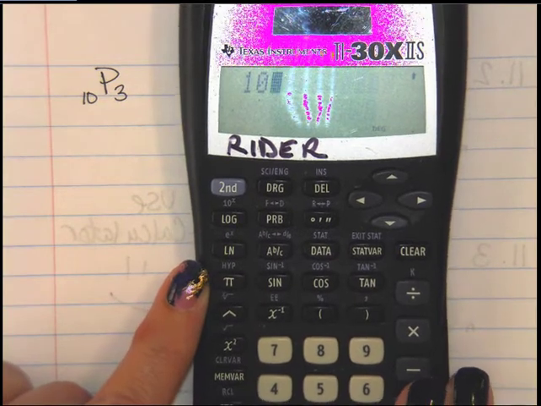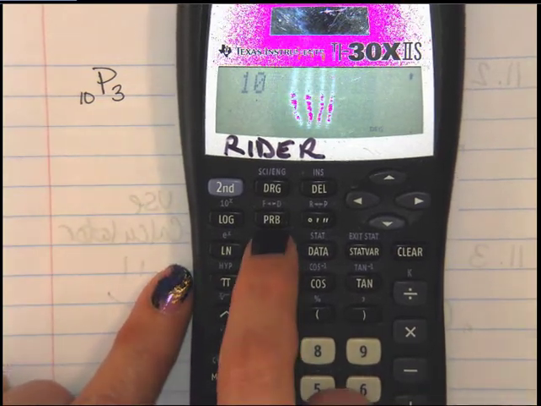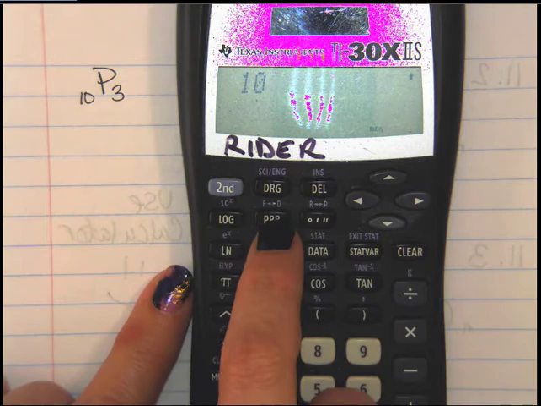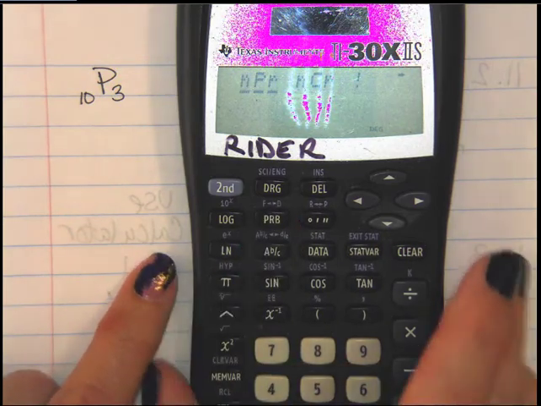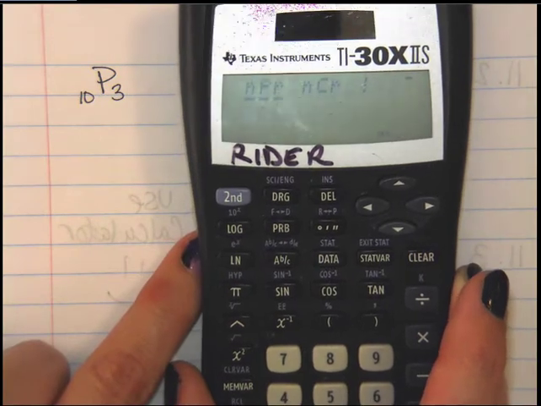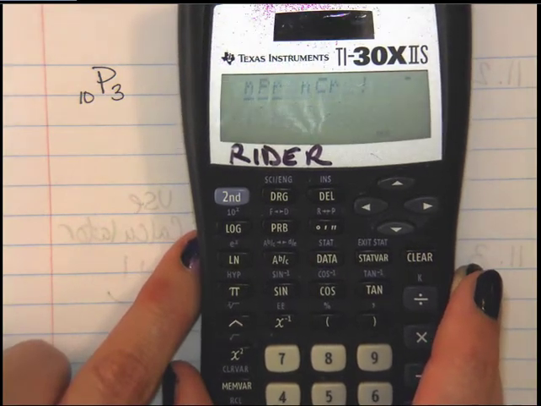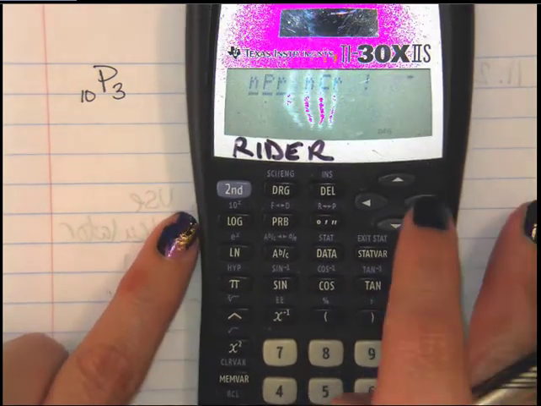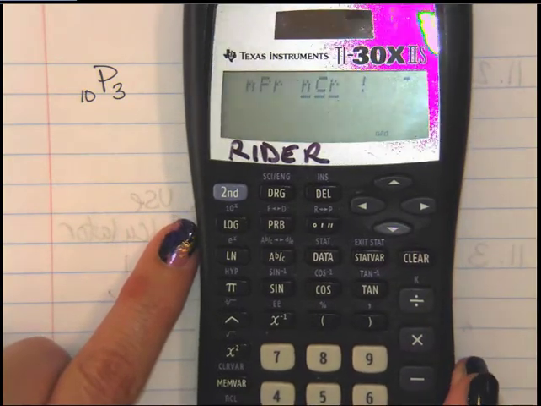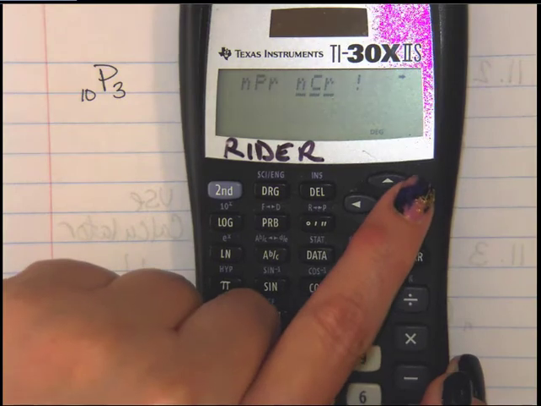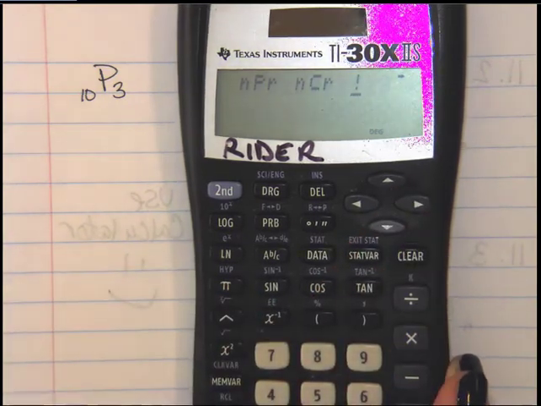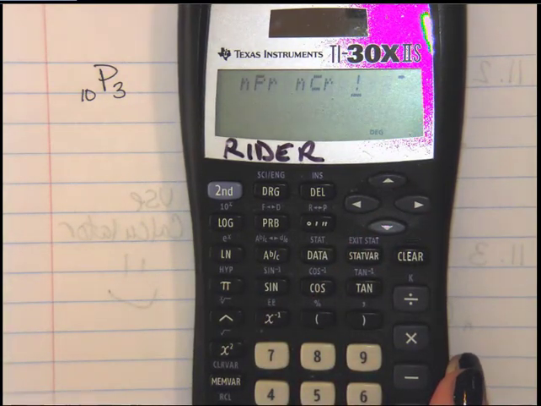And then I'm going to go into this probability menu, PRB. When I push that, it brings up several options. You see the first one there that's underlined is nPr. If I arrow to the right, I have nCr. And the very last one, if I go over one more to the right, is my factorial symbol. So if you wanted to figure out a factorial, you could use that symbol.